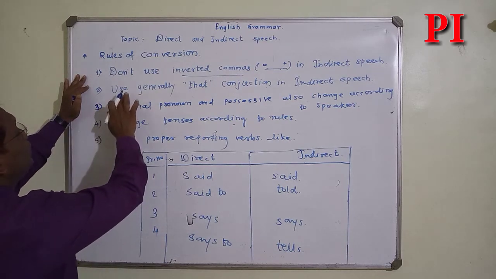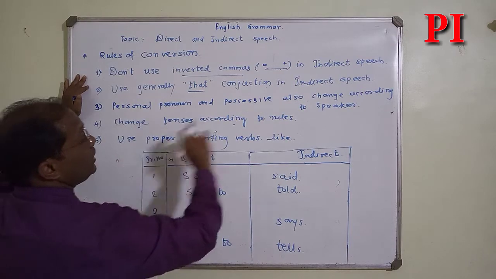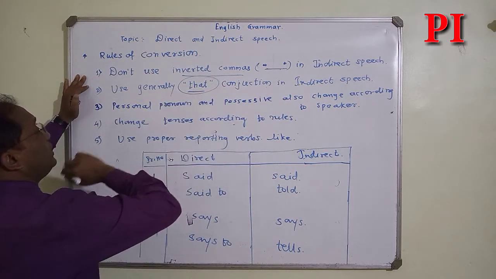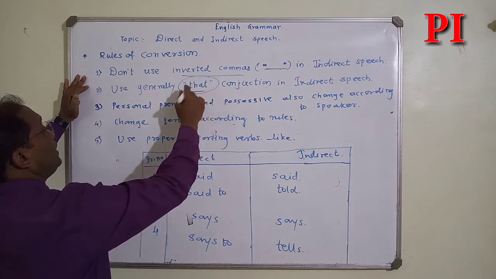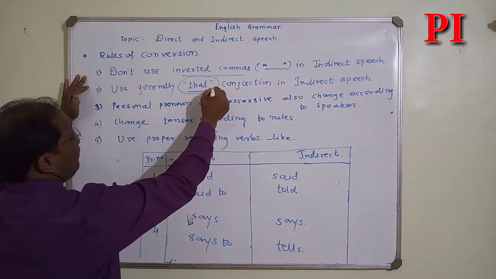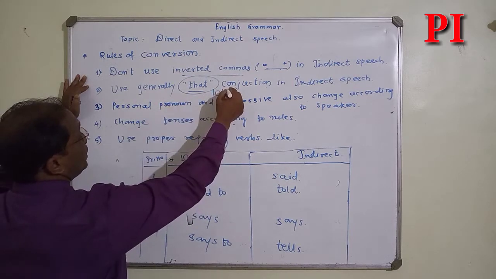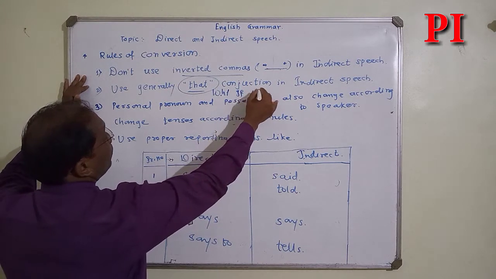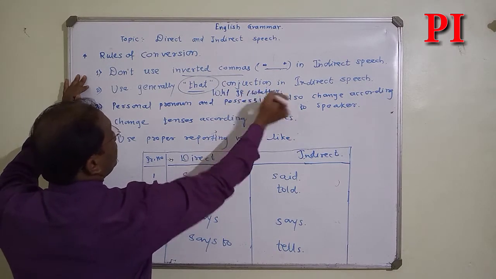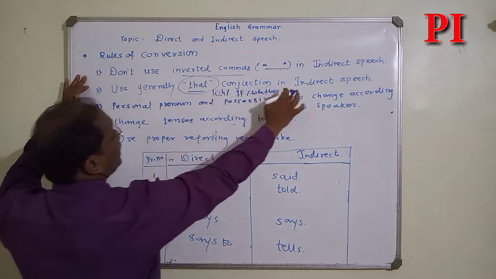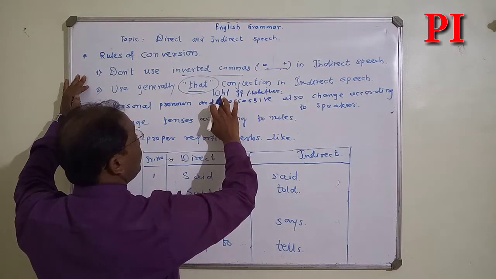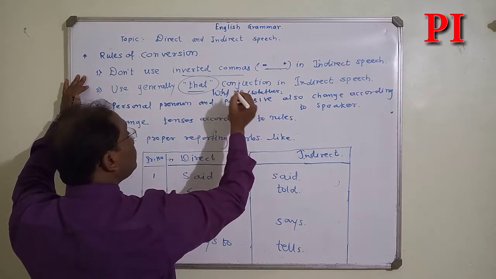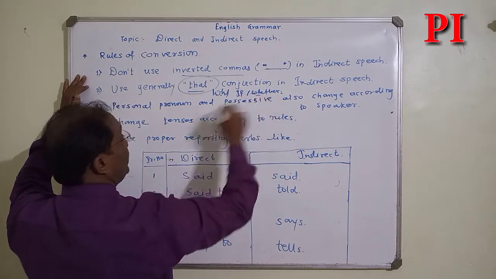Then the second rule: generally use "that" as a conjunction in indirect speech. Then one more rule: if the direct speech is an interrogative sentence, then when we convert it into indirect speech, use a WH word as the conjunction. If it is a yes/no type question, then we use "if" or "whether" as a conjunction.